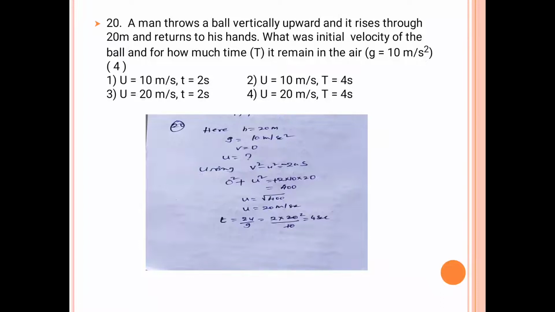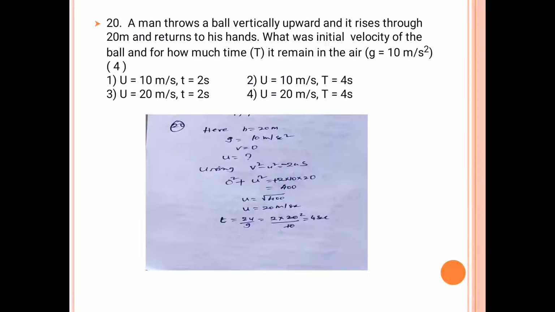A man throws a ball vertically upward and it rises through 20 meters and returns to his hands. What was the velocity of the ball and how much time does it remain in the air? So a man has thrown. Here h is equal to 20 meters, g is equal to 10 meters per second squared. Then at maximum height, v is equal to 0.